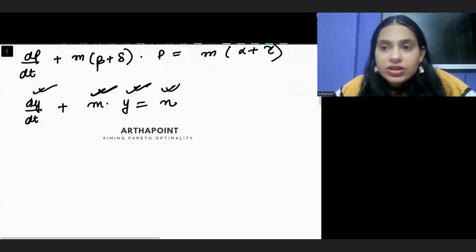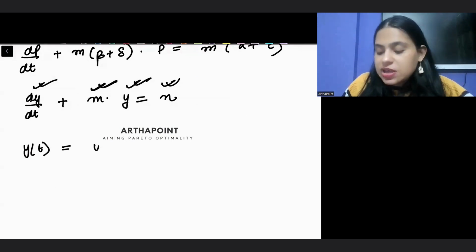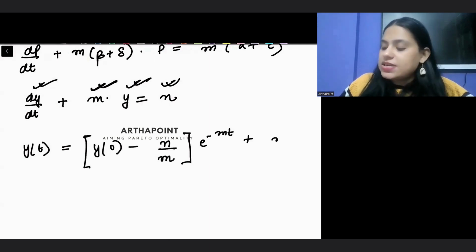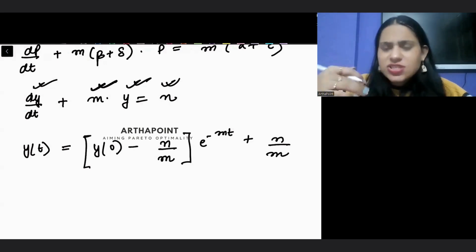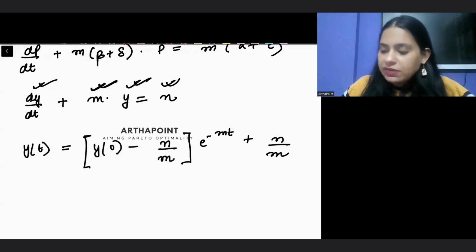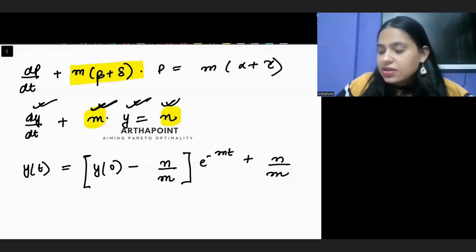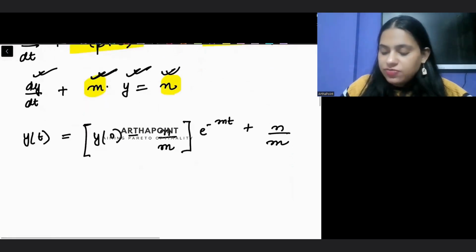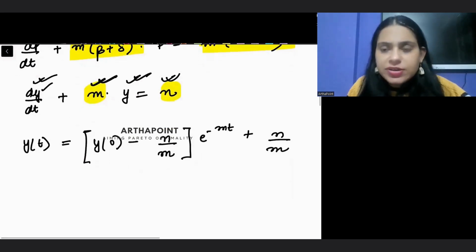And whenever we have first order linear differential equation, then the equilibrium condition of this can be written as yt is equal to y naught minus n by m into e to the power minus mt plus n by m. This is the solution of this differential equation. So if I just compare it for our sake, what will we get? We will get that this m here is this thing and this n here is this thing, isn't it? And of course my y is nothing but p, right? So I can go ahead and I can just formulate it for price also.